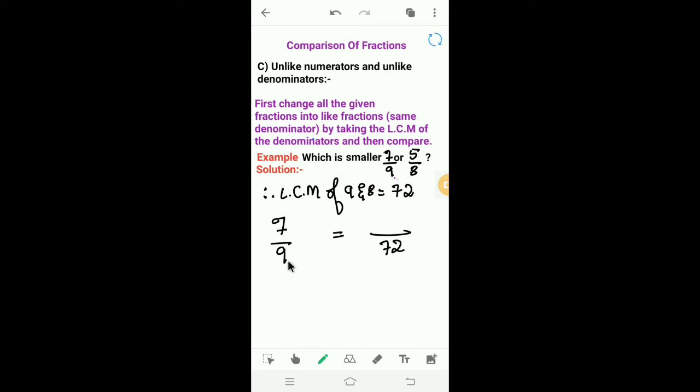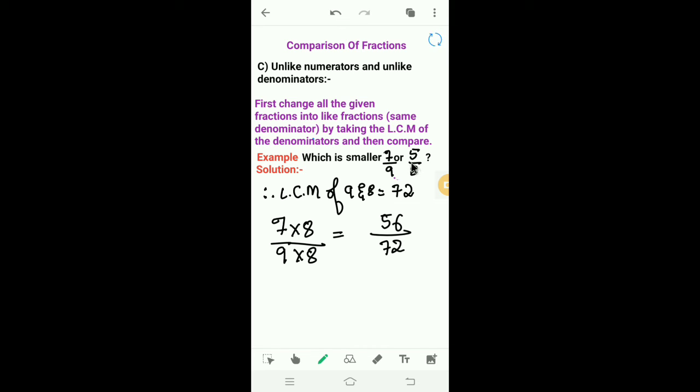So how much should we multiply to 9 to get denominator as 72? 9 8s are 72. So we have to multiply denominator and numerator by 8. 7 8s are 56. 9 8s are 72.